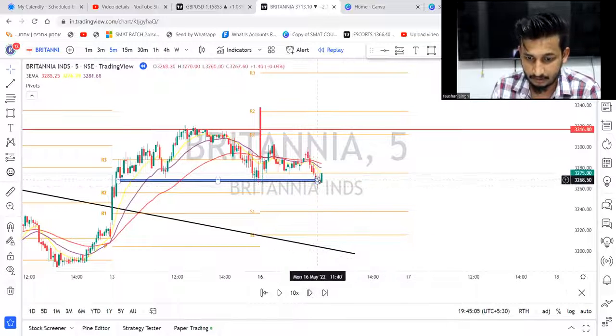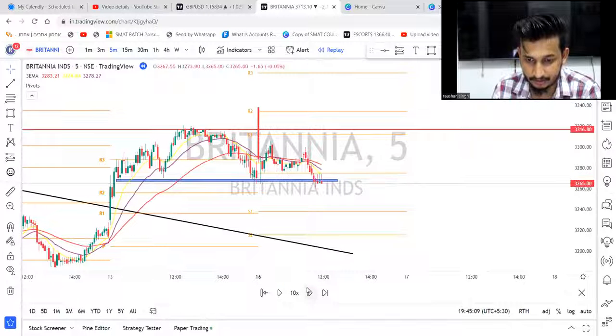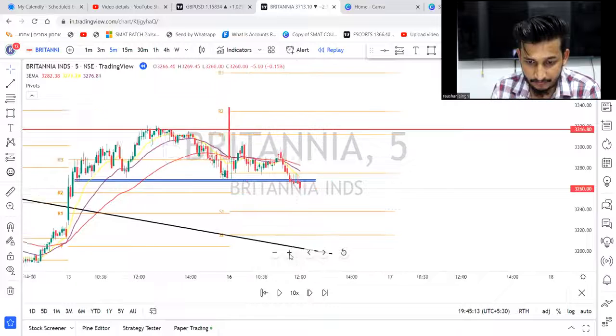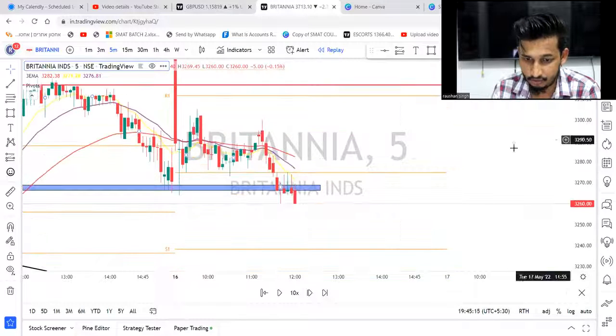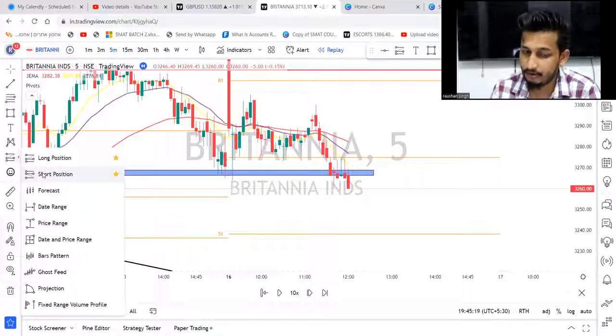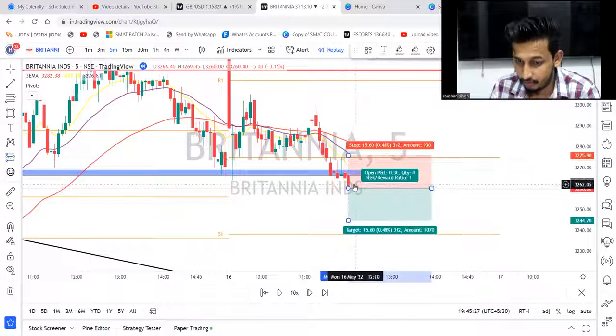Here crossover has been done, but we need one more closing towards downside. Not yet done. So I'm going for the trade at this point of time. Listen to me. Why? Short position. Many of you do not even know where to place this short position. From the point I'm entering at this candle, I'll place my short position over here.